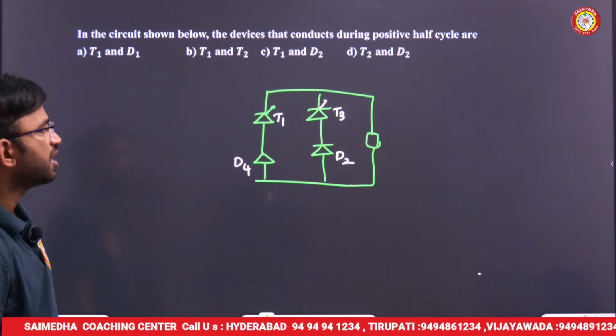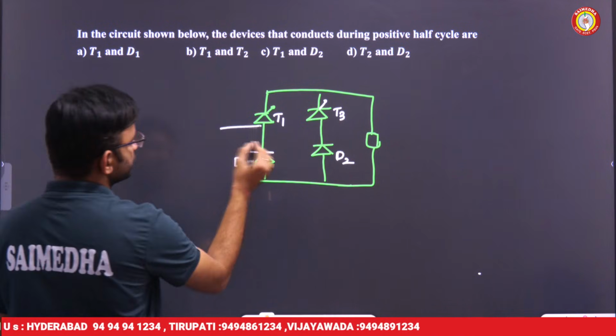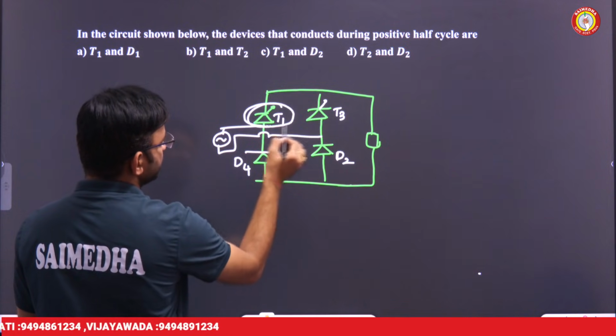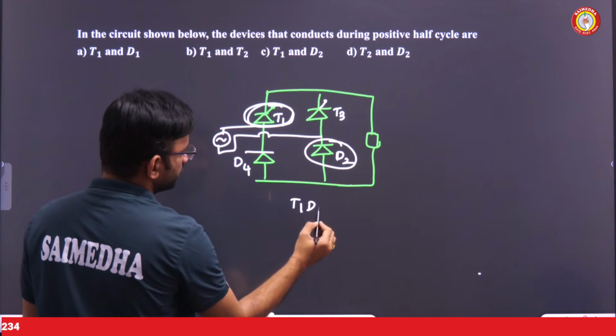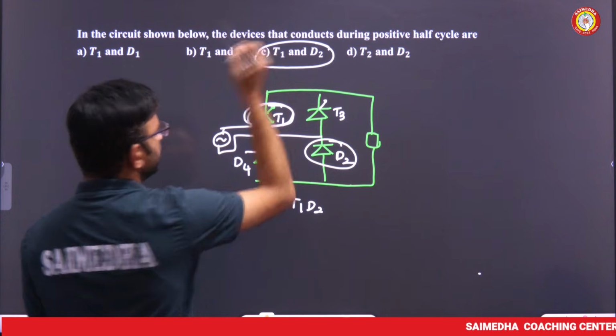So during the positive half cycle, who are going to conduct? During the positive half cycle, you are triggering thyristor T1. When thyristor T1 is triggered, the next, D2, will be turned on. So T1 and D2, this is the positive half cycle, will be conducting.